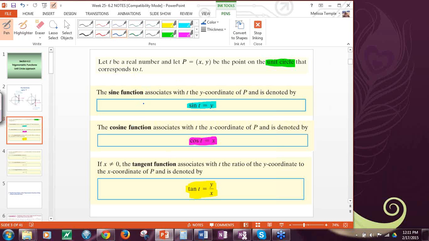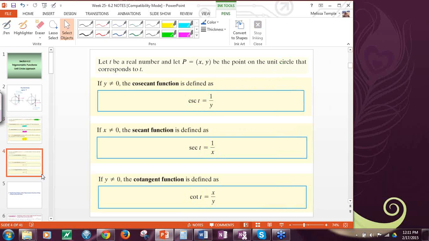Now, how can you remember that? I always think of it alphabetically. Cosine comes before sine in the alphabet, C before S, X before Y. So cosine is the first, sine is the second, X goes with cosine, sine goes with Y.